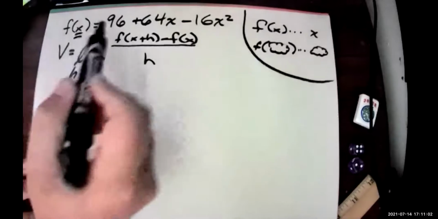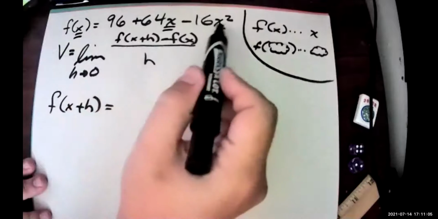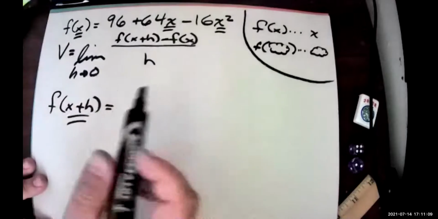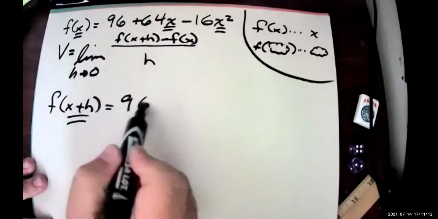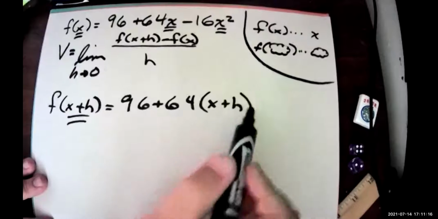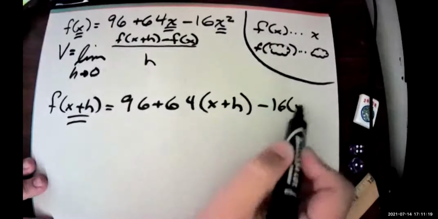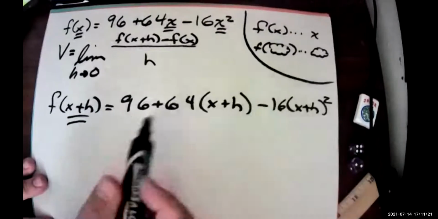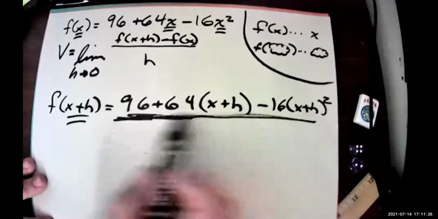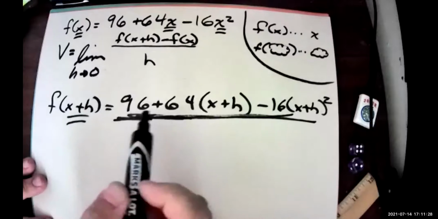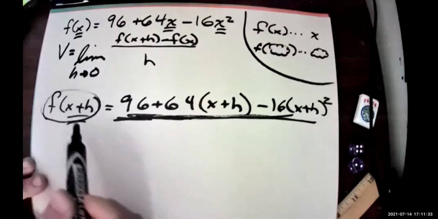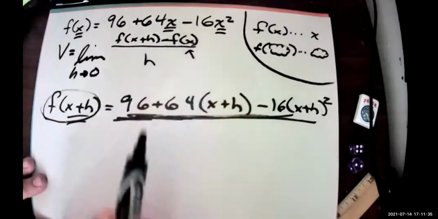Instead of f of x being all of this with an x here and then x squared here, I'm going to take this expression and put it in those two positions. It'll look like this: 96 plus 64 times x plus h, minus 16 times x plus h, quantity squared. All over. Well, before we do all over, let me just put a line there. Before we do all over, we're just trying to figure out at this point, what is the quantity f of x plus h? Notice there's also f of x right here as well.